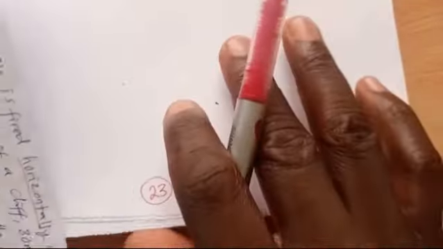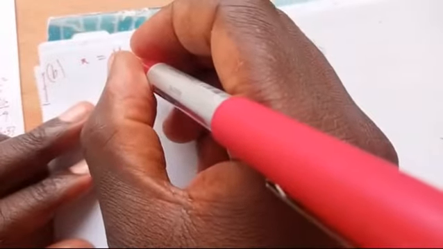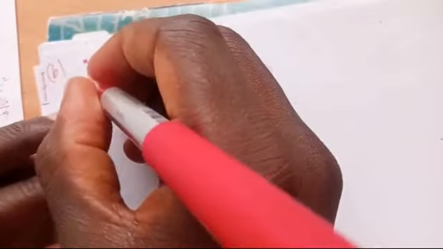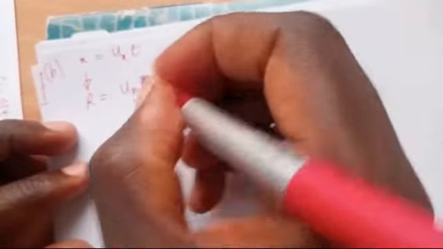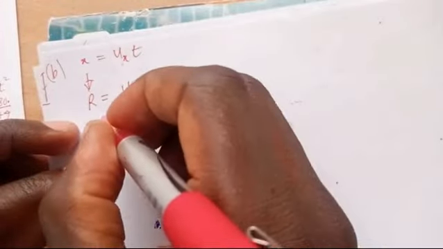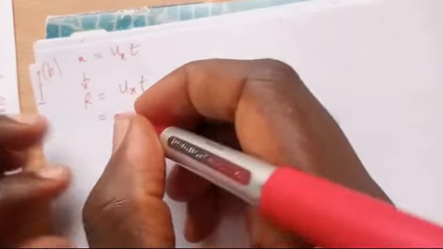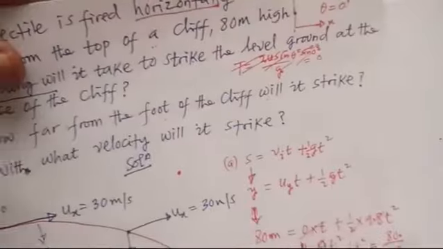We will just say, okay, x is equal to u sub x t, and then our x becomes the range. So this is equal to u sub x t, where u sub x is the horizontal velocity.